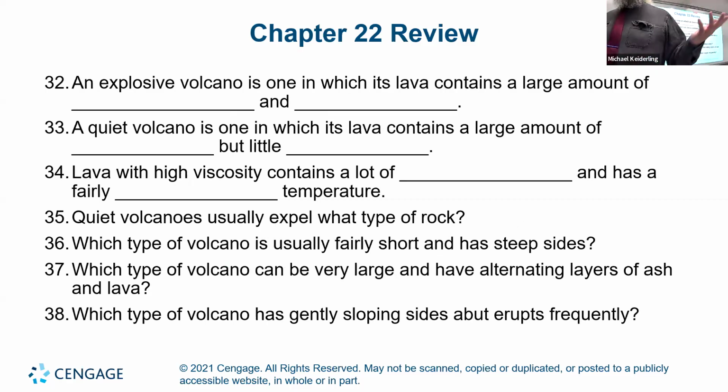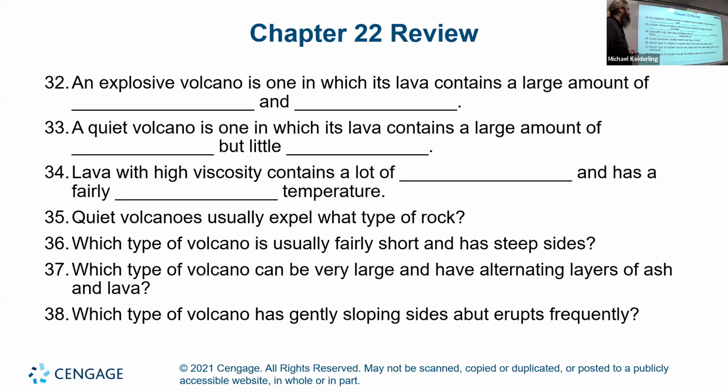An explosive volcano is one in which its lava contains a large amount of silica and dissolved water. So, high silica content. A quiet volcano is one where lava will contain a lot of iron and magnesium, but little silica. It will often have less gas and water in it as well. Lava with high viscosity contains a lot of silica and has a fairly low temperature.